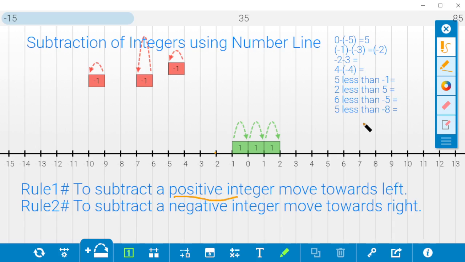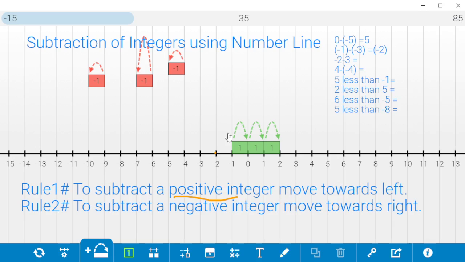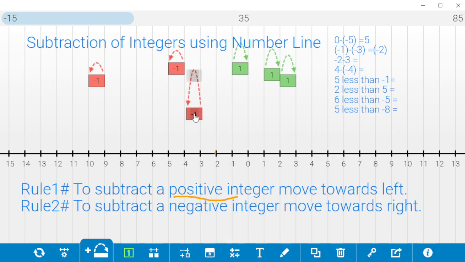So what we are going to do? If we have to subtract a positive integer, we have to move towards the left. Okay. So let's see. First of all, remove all this. So minus 2 we have marked and we have to move towards the left about 3 steps. So let me bring this minus 1. I will be jumping towards the left now. So I have used this jump label tool here. You can also practice it.